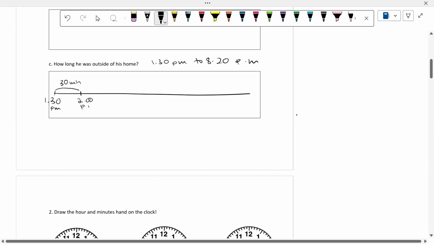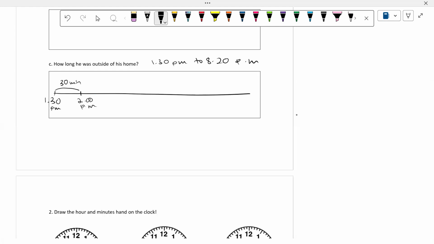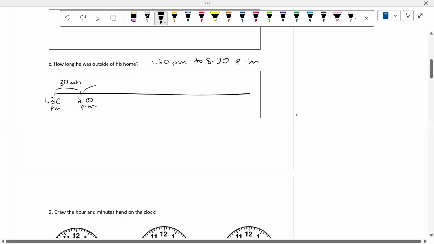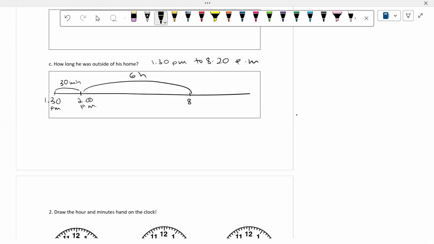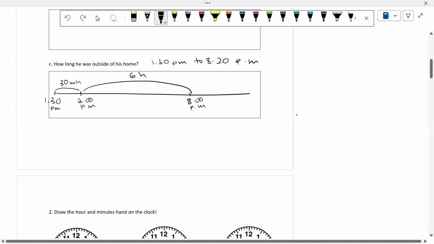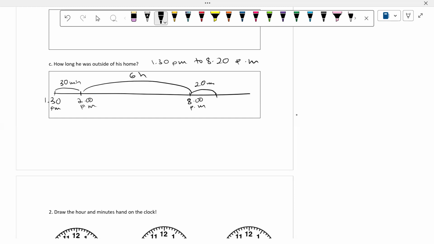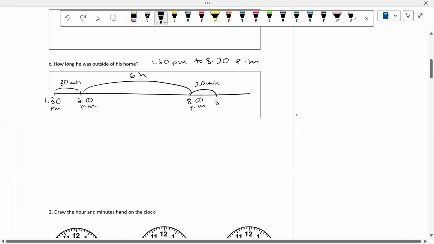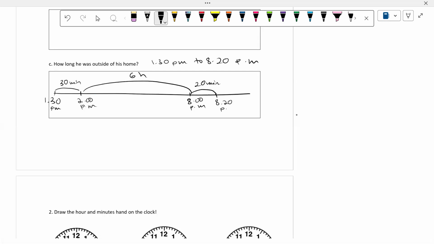Okay. And then 2 became 8 is 6 hours later. 6 hours later, it is 8 p.m. But we're not finished yet because it is until 8:20 p.m. Yeah, so we need 20 minutes more. So 20 minutes after 8 p.m. is 8:20 p.m.